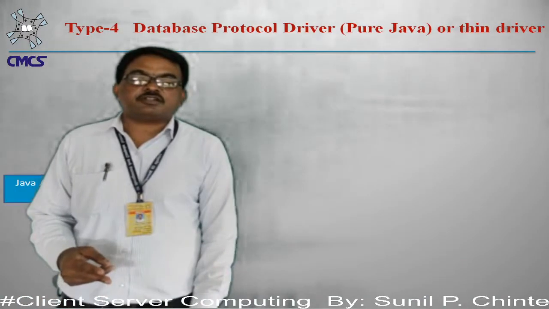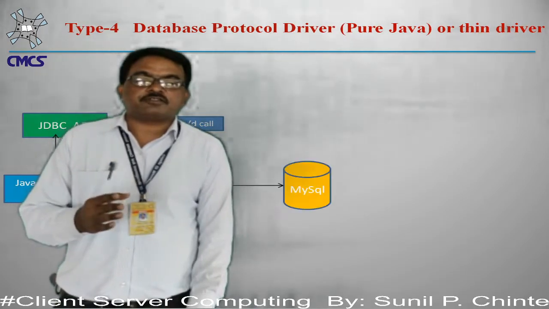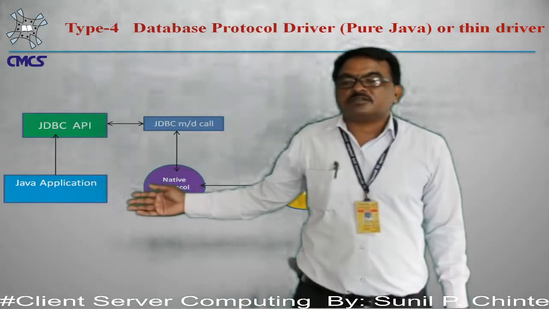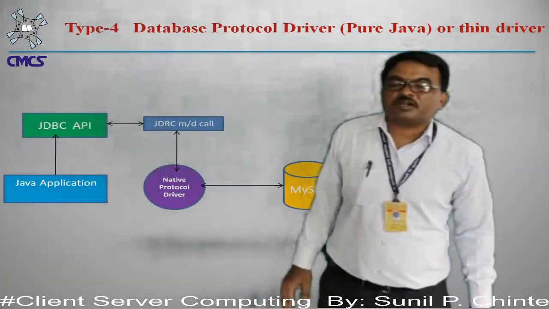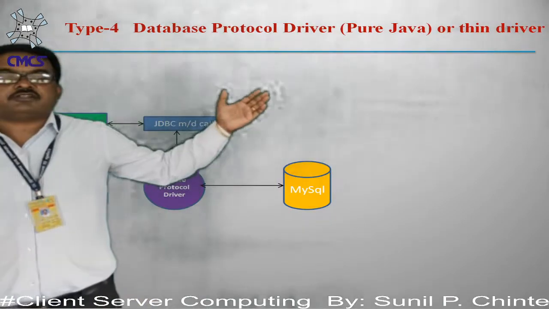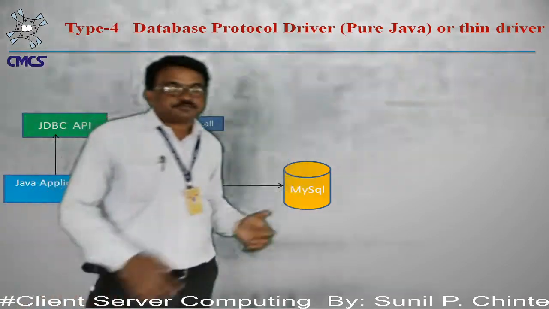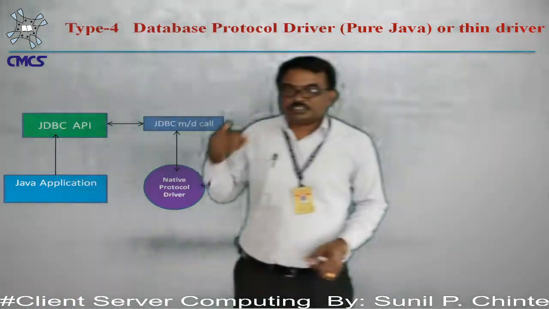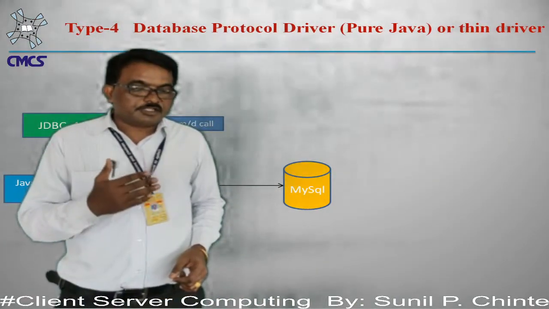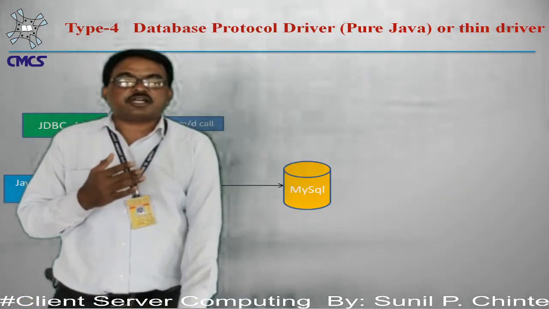And the last driver is called the pure Java or the thin driver. In this type, the JDBC methods or the JDBC calls will be converted into the data specific calls by using the driver called the pure Java or thin driver. Means there is no extra task. So these are the different drivers that we can use to connect with the database: the type 1 driver, type 2 driver, type 3 and the type 4 drivers.